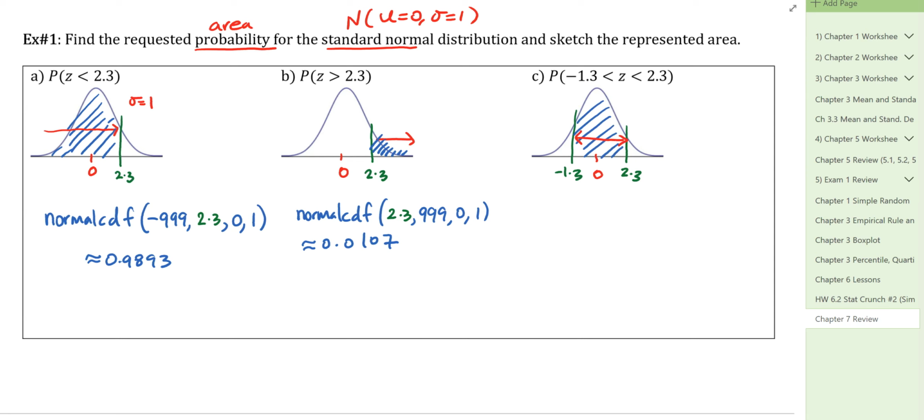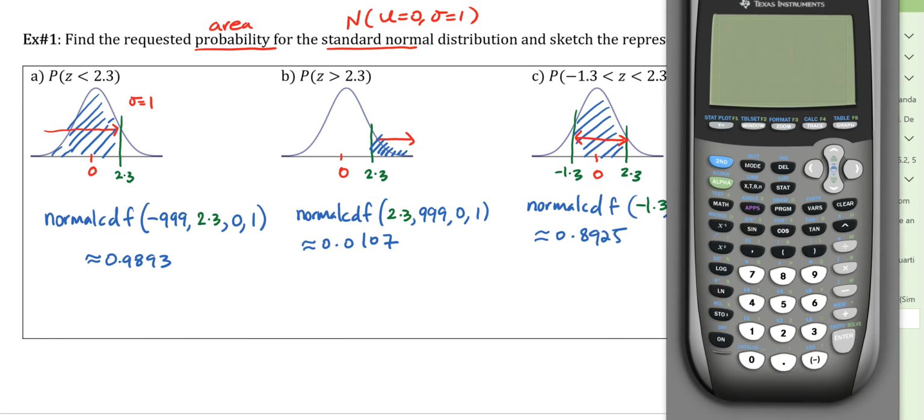Now, again, I'm using my calculator function, normal CDF. Notice now my lower bound is negative 1.3. My upper bound is 2.3, with mean 0 and standard deviation 1 still. Once I enter that information into my calculator, I will get the answer. Now, let me show you how it's done in the calculator.